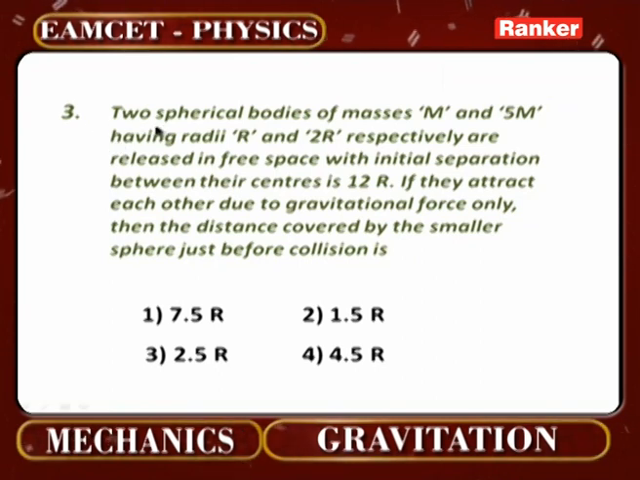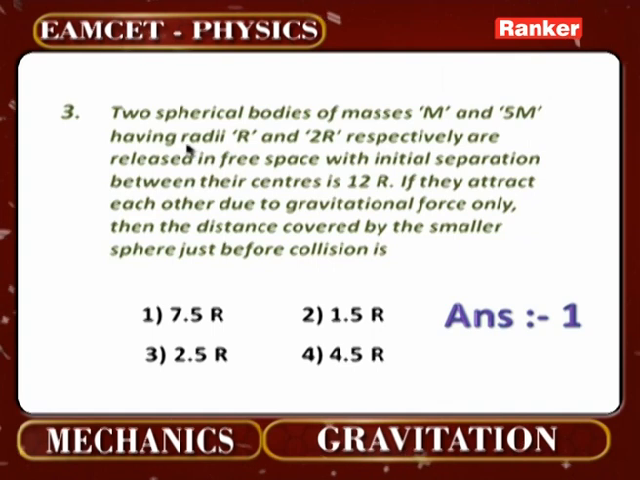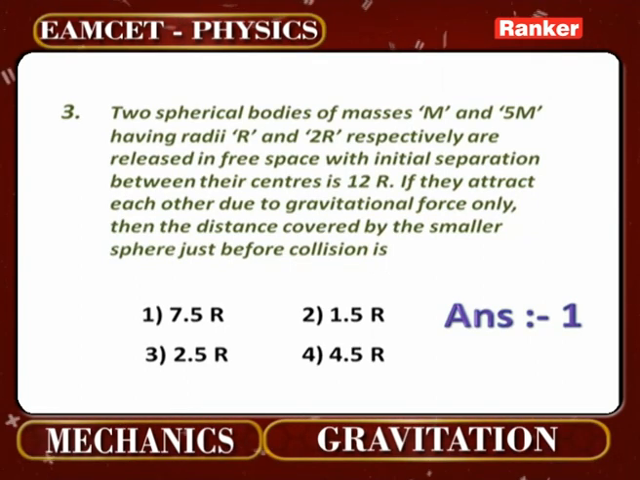Now, two spherical bodies of masses capital M and 5m having radii capital R and 2r respectively are released in free space with initial separation between their centers as 12r. If they attract each other due to gravitational force only, then the distance covered by the smaller sphere just before collision is. This particular question has got a small link up with the topic called collisions.